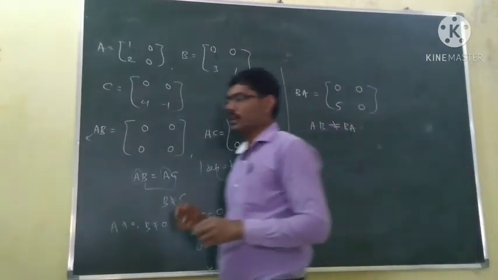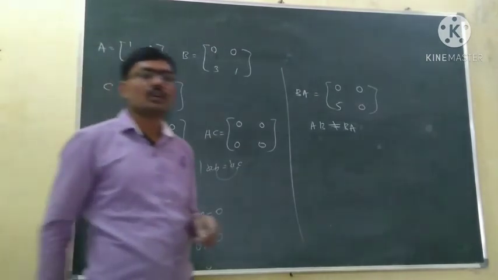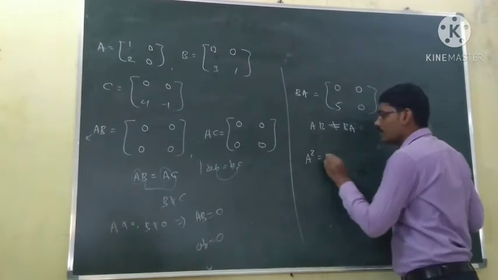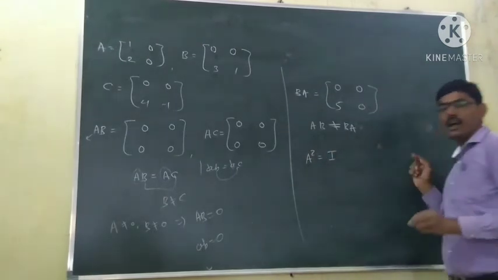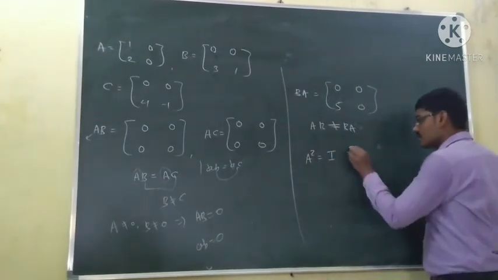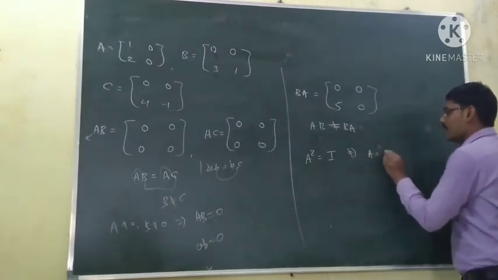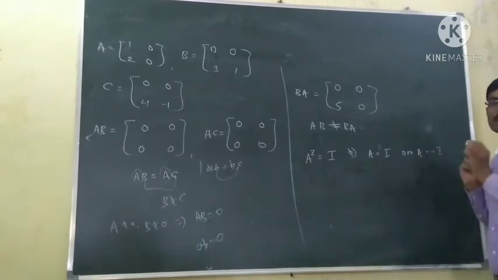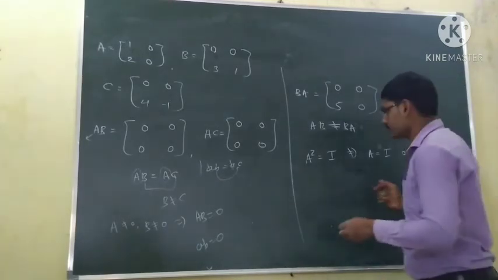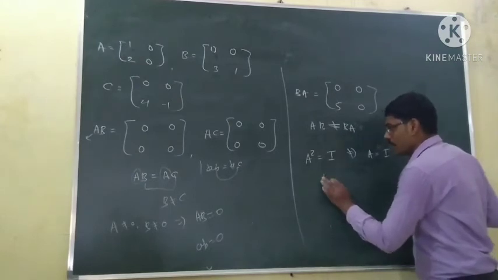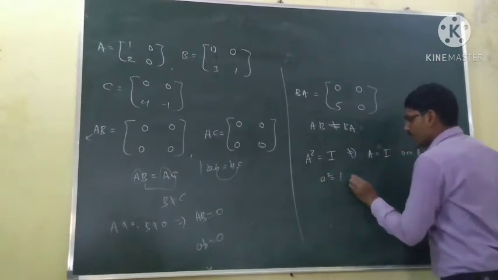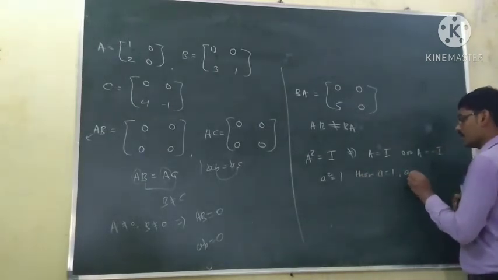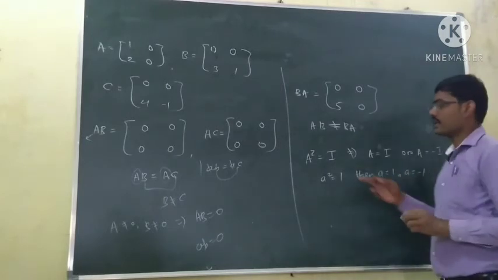Okay, and there is one more property of matrix multiplication. If the square of some matrix is equal to the identity matrix, it does not imply that matrix A is equal to identity or matrix A is equal to minus identity. This is not the case. But in real numbers, if A square is equal to 1, then either A is equal to 1 or A is equal to minus 1. But this is not the case in matrices.